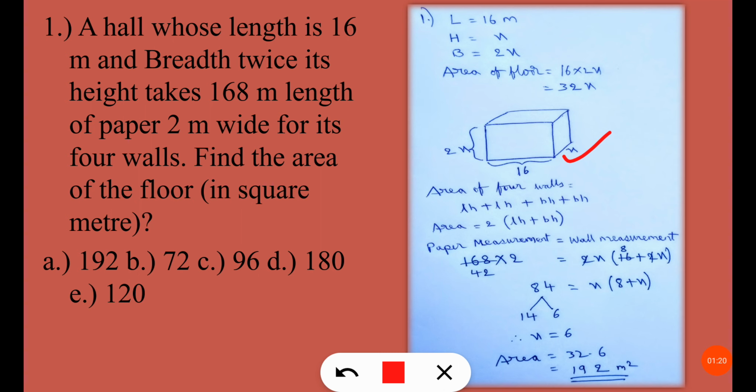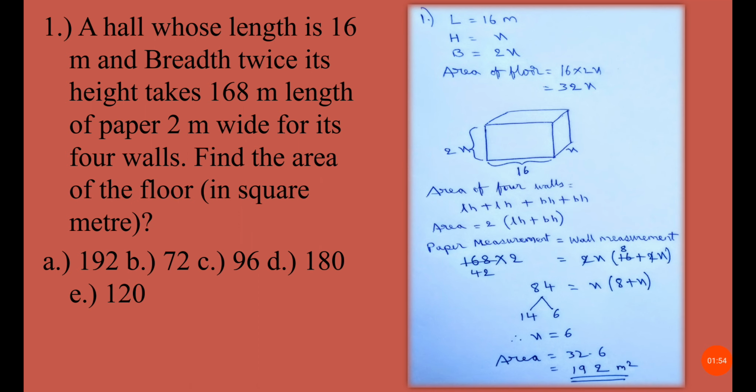This is the hall. Length is 16 meters, breadth is 2x and height is x. Now the area of the four walls. Actually, in the question a clue has been given: it is paper. This is a wallpaper which is to be attached to the four walls of the hall. So for that reason we have to take the area of the four walls. We should not take volume, we should not take perimeter, we should take the area of four walls.